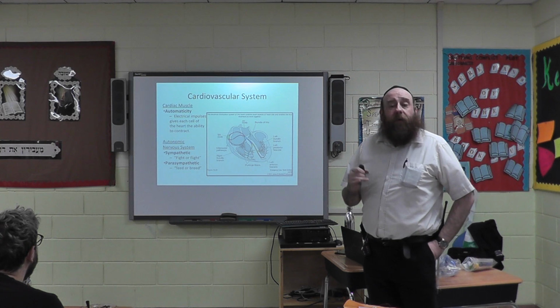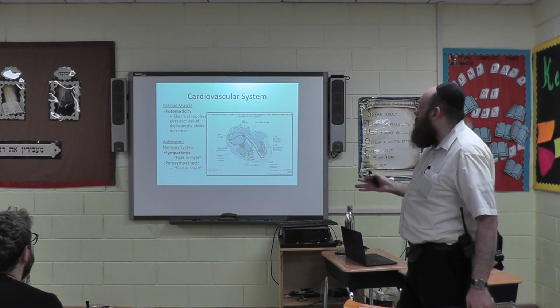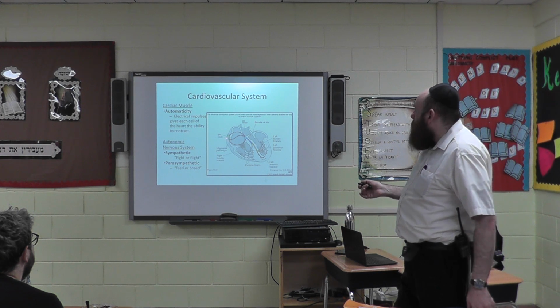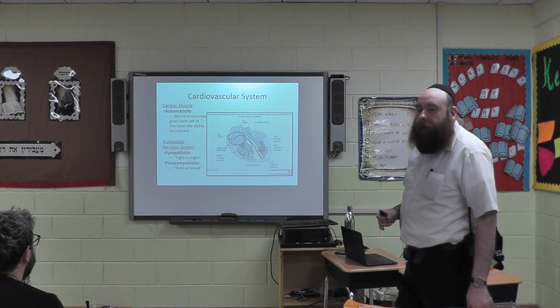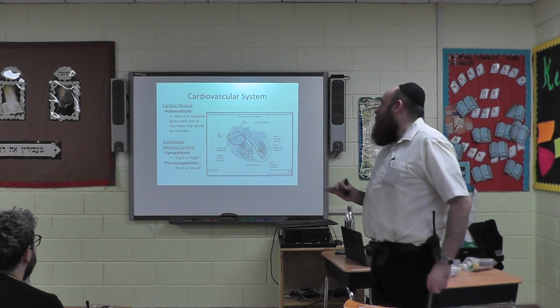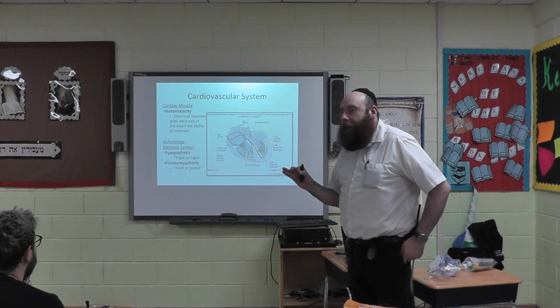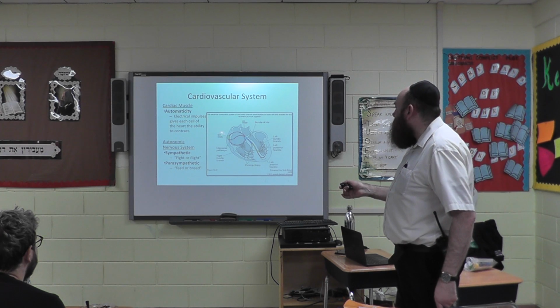Let's talk about how the heart generates the electricity and how it works. Everything starts here. This is the right atrium, in case you weren't sure. And everything starts at the SA node. SA stands for sinoatrial node. You don't really need to know that. Just know it's called the SA node.